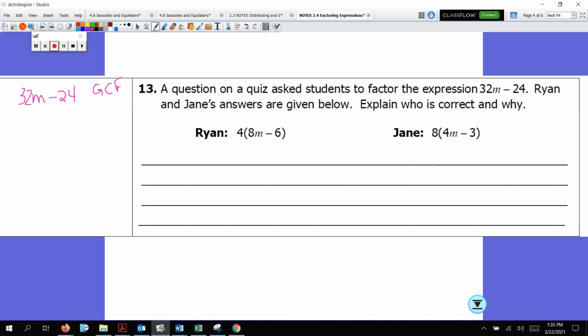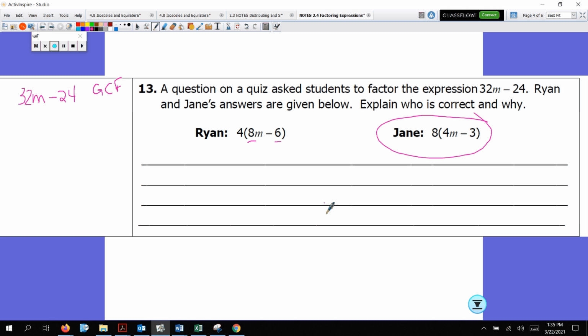Another thing I'm going to point out here really quickly before I go crazy with this: if you look at Ryan's terms inside the parentheses, there is still a common factor with 8 and 6. They're both even numbers, so they can both be divided by 2. But if you look at Jane's, she has 4 and 3. There is no common factor with 4 and 3 except for 1. So I believe Jane is correct. So maybe that's what we want to write. So we think Jane's correct.